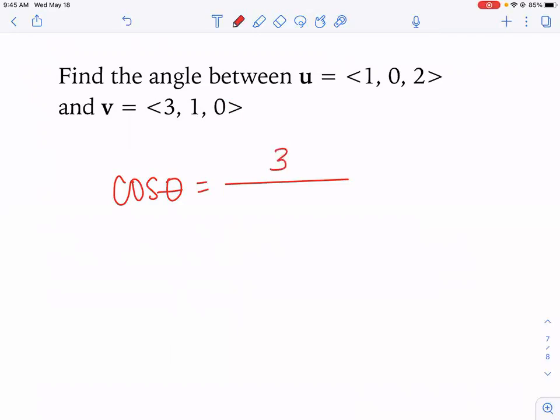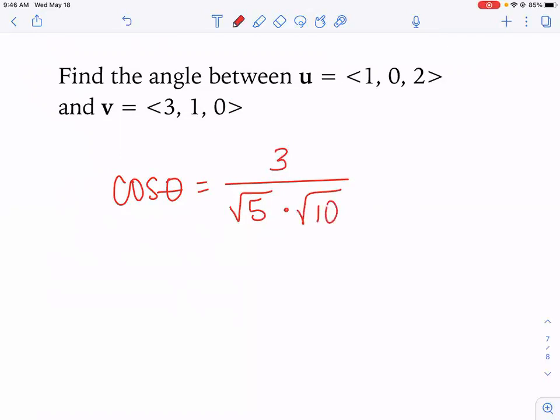Okay. Now let's find the magnitude of u. If I take the square root of 1 squared plus 0 squared plus 2 squared, we get the square root of 5. If I take the square root of 3 squared plus 1 squared plus 0 squared.